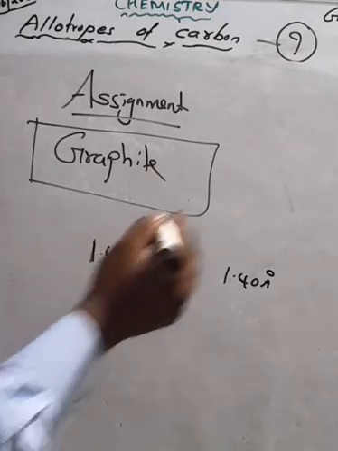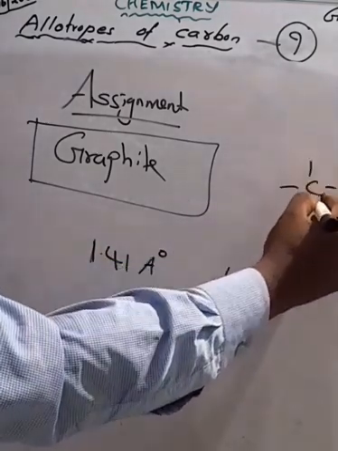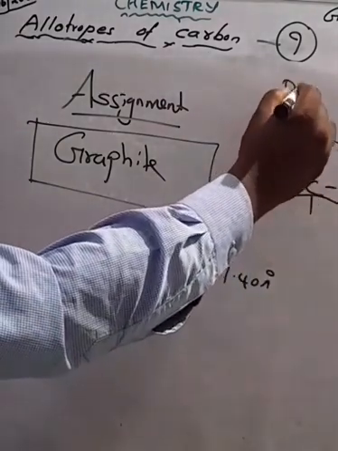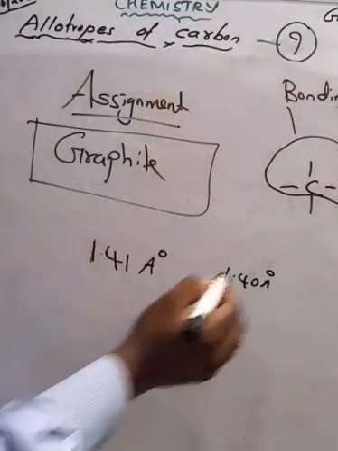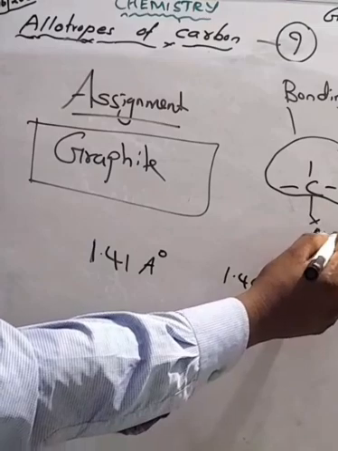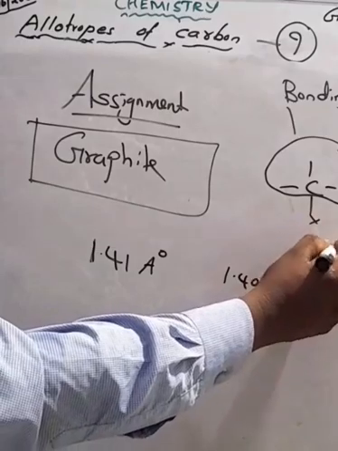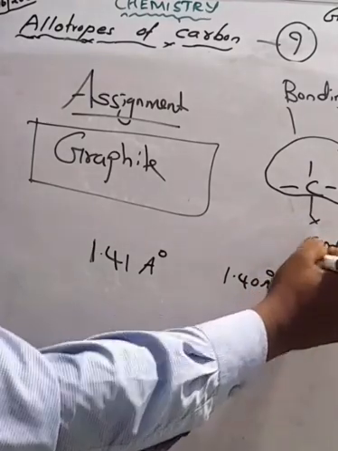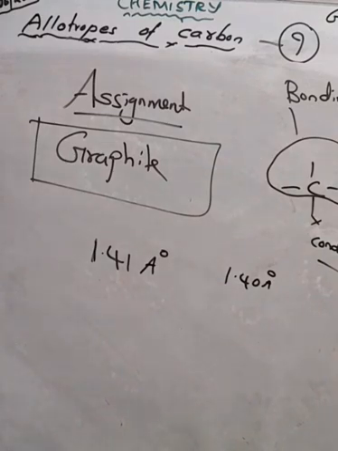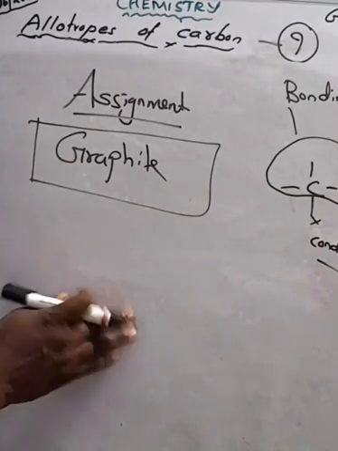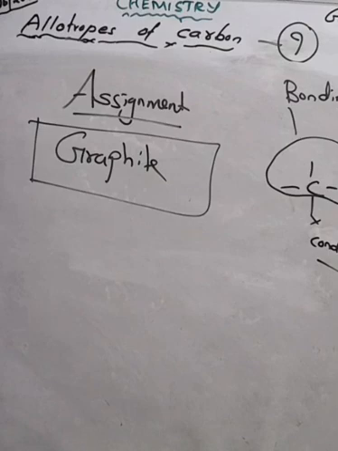Carbon has four valence electrons. Out of the four, three are utilized for bonding with neighboring atoms. The fourth one is utilized for electrical conductivity. The successive carbon sheets are held together by van der Waals force. Am I right? What are the applications? I forgot to tell the applications. It is used as a lubricant, either on its own or as graphited oil.